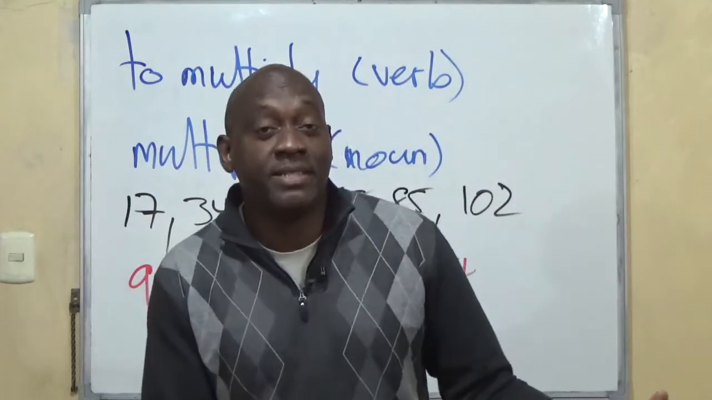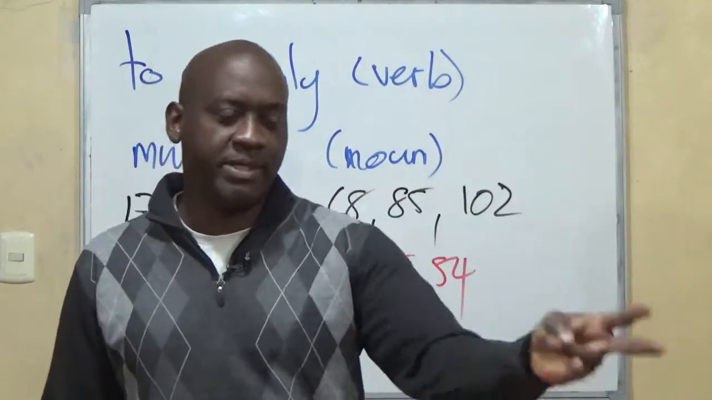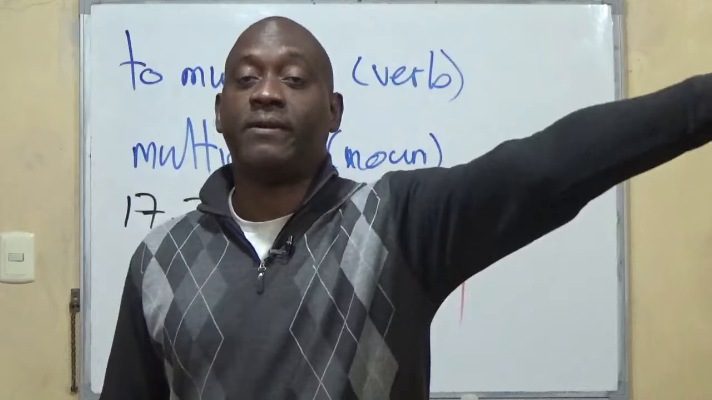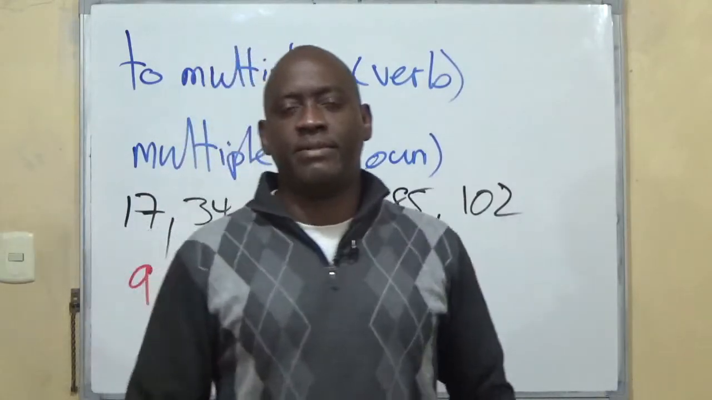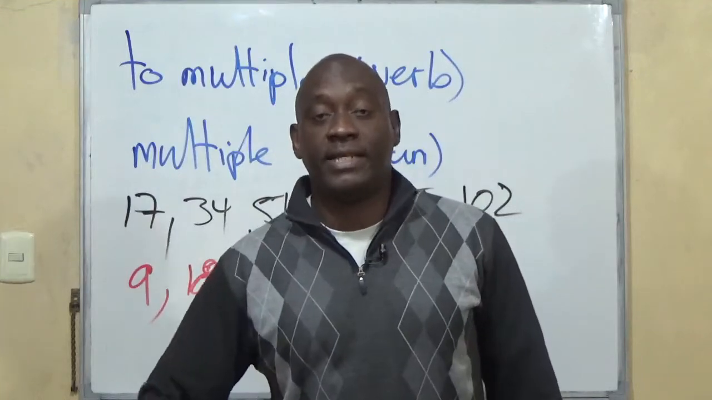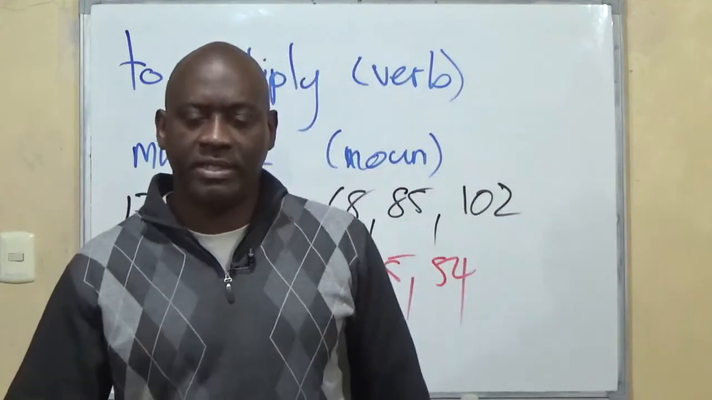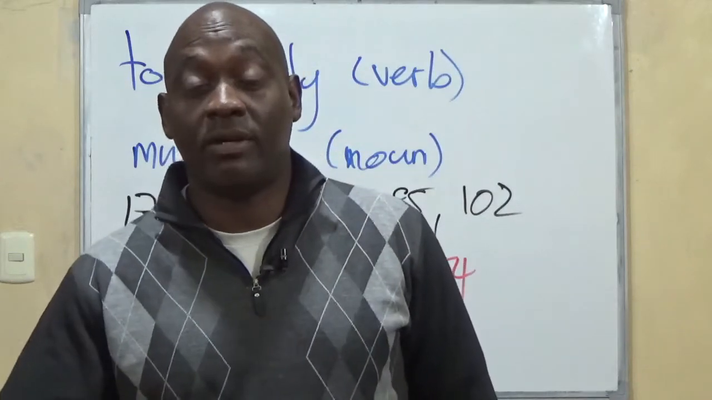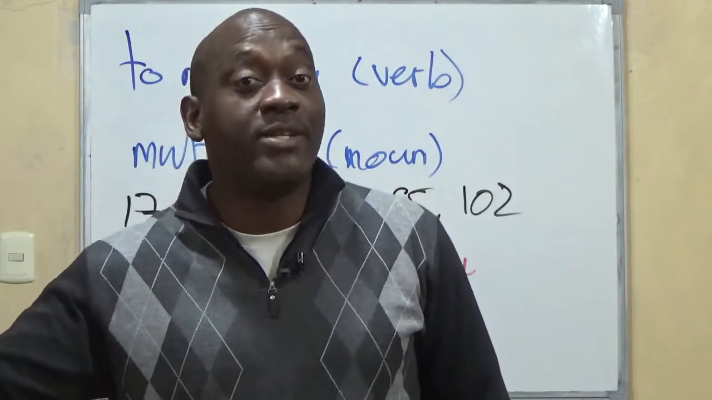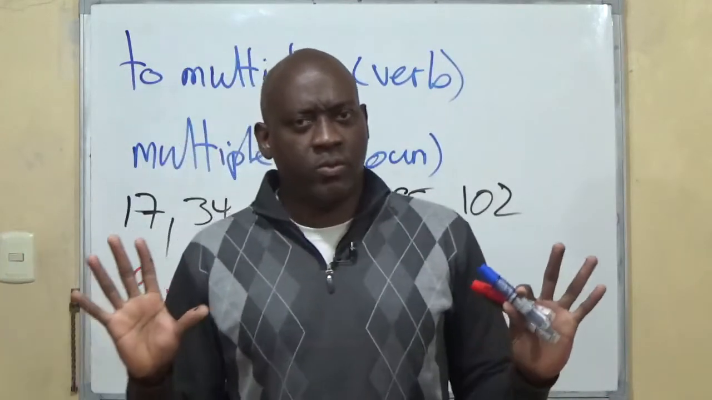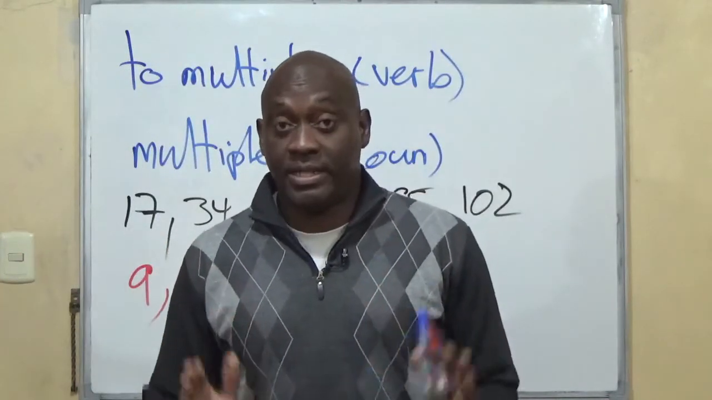Your 6 timetables is a multiple of 6. 6 by 1 is 6, 6 by 2 is 12, 6 by 3 is 18, 6 by 4 is 24, etc., etc., etc. Your 8 timetables, multiples of 8. 8 multiplied by 1 is 8. 8 multiplied by 2 is 16. 8 multiplied by 3 is 24. 8 multiplied by 4 is 32, etc., etc., etc. That is all. So once we're talking multiples, all we're talking about is multiplication.